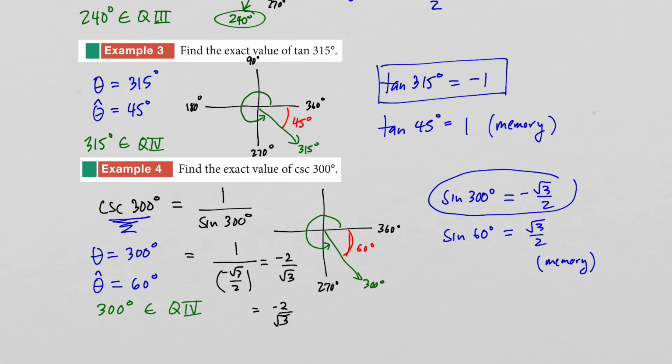Or you can rationalize. And to do that, I'm just going to multiply by radical 3 over radical 3. And this is -2 radical 3 divided by 3. So you can leave your answer like this, or you can write your answer like this. Both are acceptable.